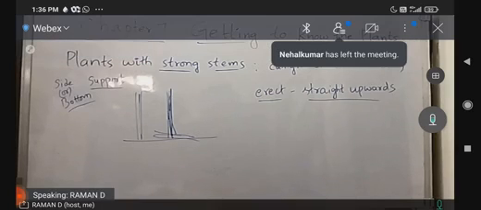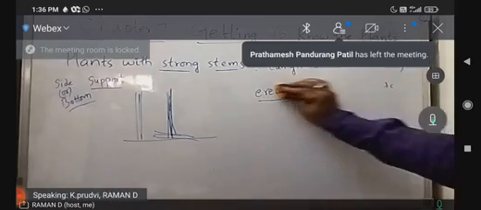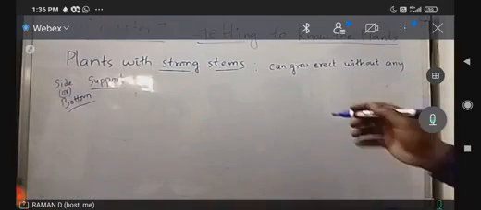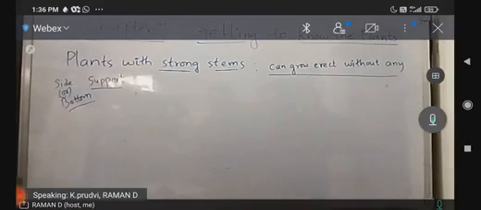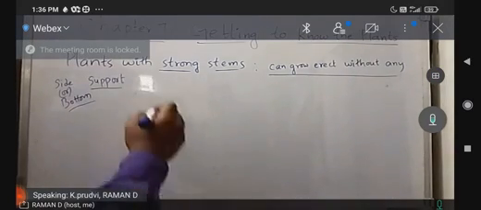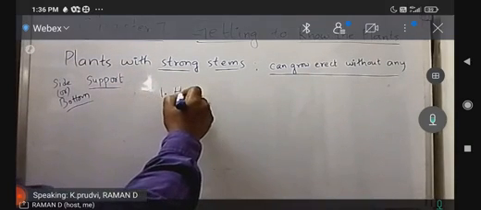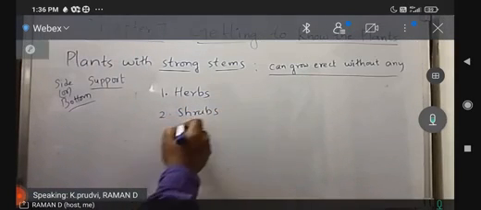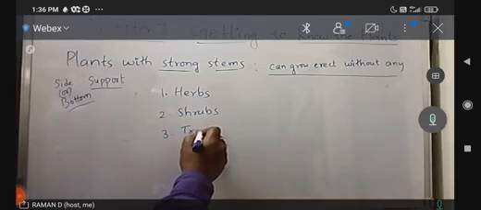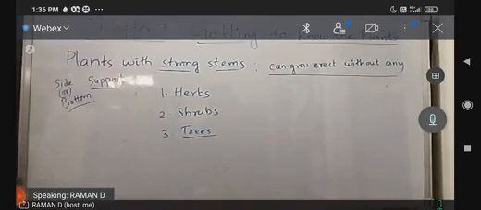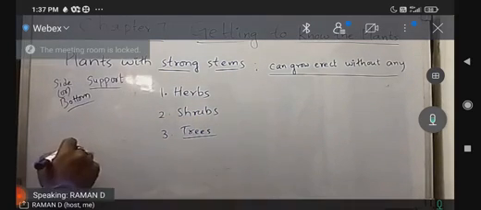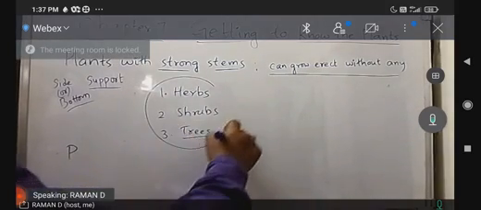So this is the common point for all of the plants with strong stems. What is the common point? They can grow erect without any support. Now, these plants are divided into three types: herbs, shrubs, and trees. Okay. Next, plants with weak stems. We have to discuss these plants in detail. We will discuss.